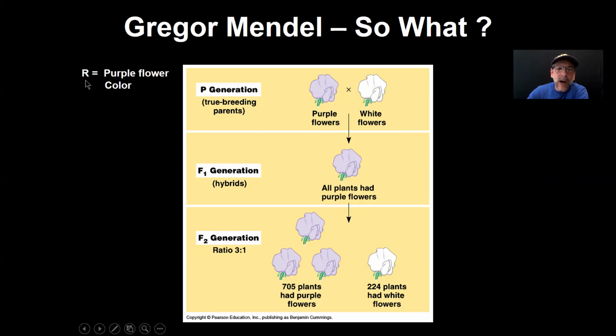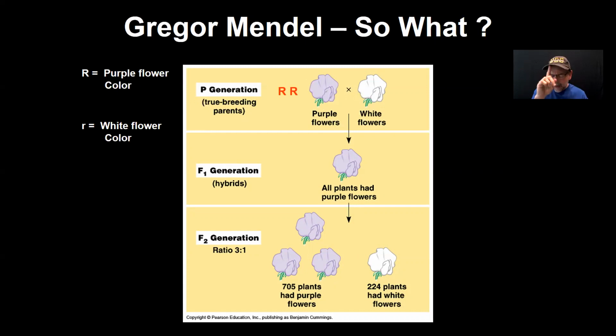Now, he used R. People say, why did he use R for purple? Because when we define these characteristics, we try to use letters whose capital and lowercase look different. So you can't use P for purple because capital P and lowercase p look the same. So R has a different capital than lowercase. So since purple is dominant to white, he classified purple as big R. He then classified white as the lowercase r. And so what that means is that this purple parent is big R, big R.